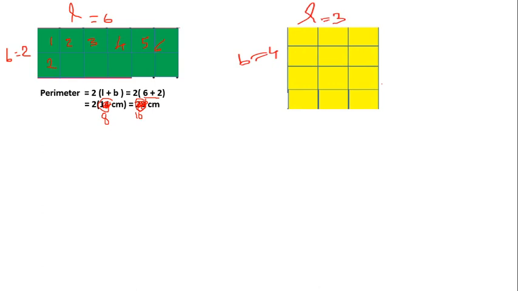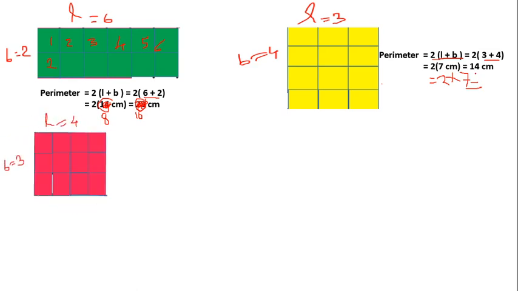Turn towards the next figure. Look here. L is equal to 3, B is equal to 4. The formula is the same here. Perimeter is equal to 2 in bracket L plus B. L is 3, B is 4. First try to find the addition inside the bracket. 3 plus 4 is 7 centimeter. The 2 is the same here, and when you open the bracket, 2 multiplied by 7 is equal to 14 centimeter. So this way we got the perimeter of the second figure.